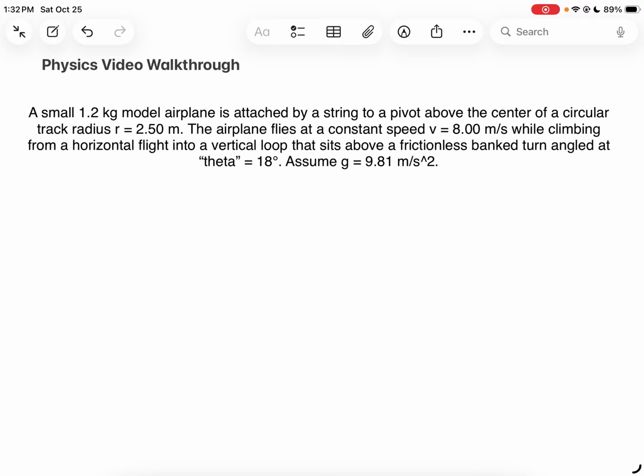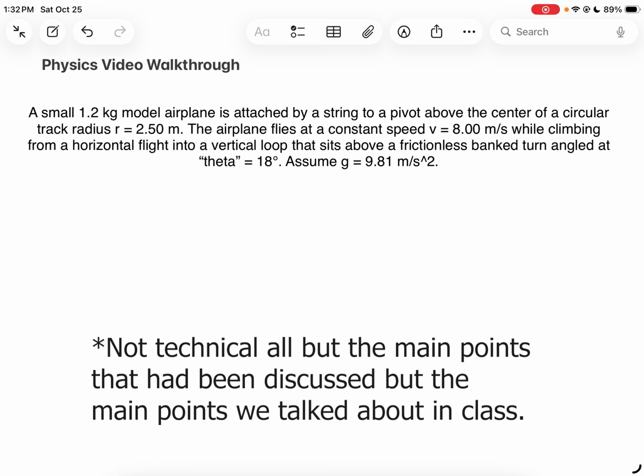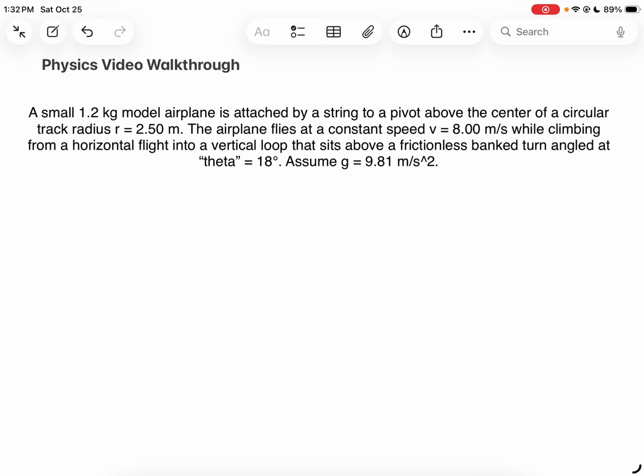I essentially asked ChatGPT to generate a problem that would incorporate all the main forces seen within circular motion. So the following goes: a small 1.2 kilogram model airplane is attached by a string to a pivot above the center of a circular track. Radius r equals 2.5 meters.